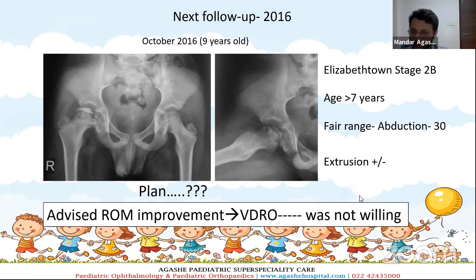And as I think you said, I first advise range of motion improvement by rest and medial release and Petri cast, followed by what I would have done, a VDRO. But again, the parents were not willing. So you can see how that.